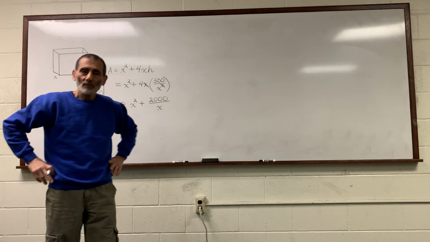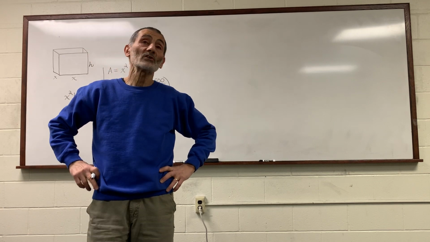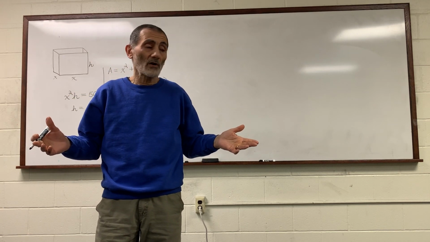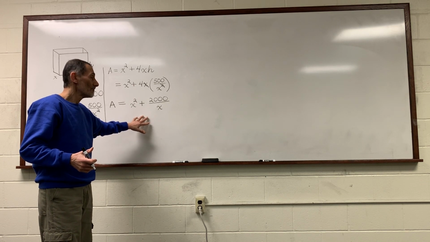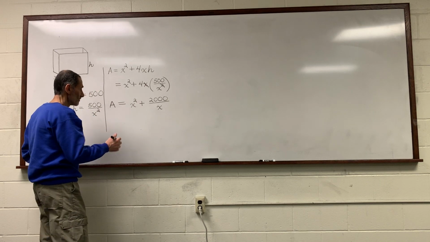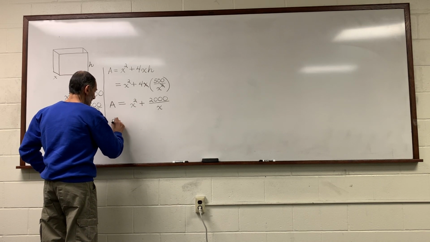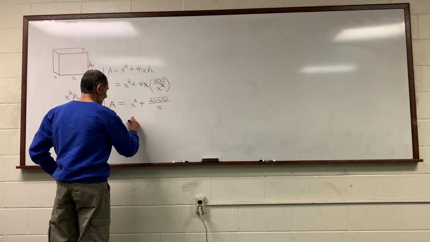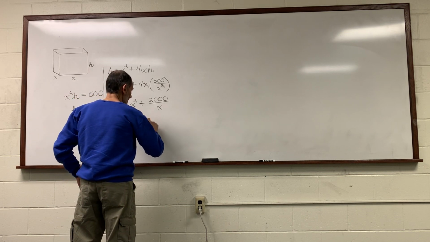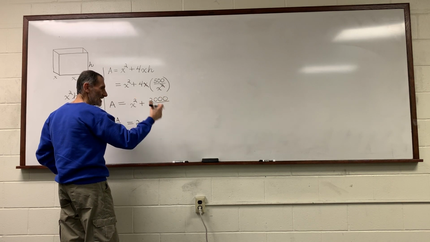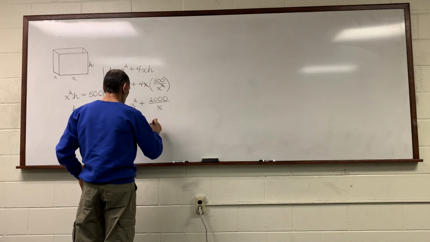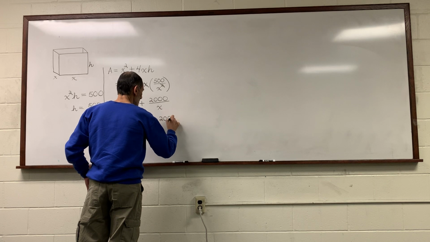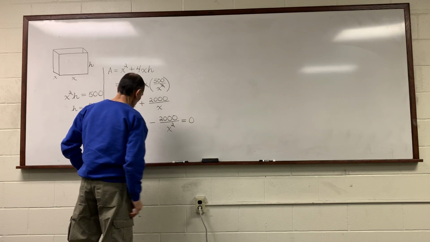At this point, the problem becomes very familiar. It's a problem that we've done before. That is, taking a derivative, setting the derivative equal to 0 to find the critical number. So let's do that. dA/dx equals 2x. Right, no, 2,000 over x is 2,000 times x to the negative 1. The derivative of that is negative 2,000 x to the negative 2, or minus 2,000 over x squared. And we set that equal to 0.